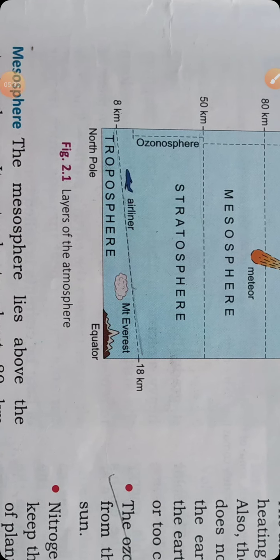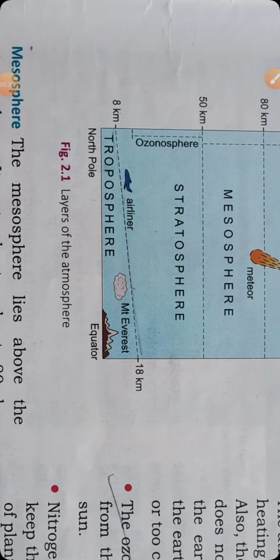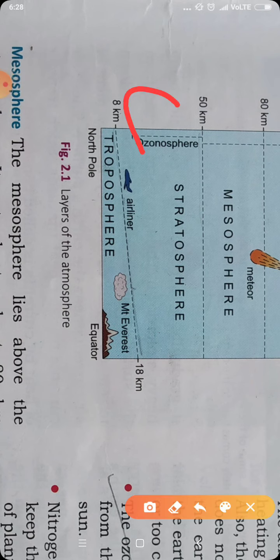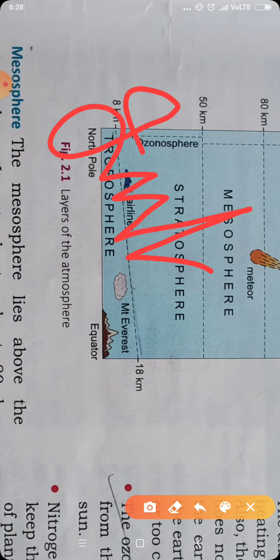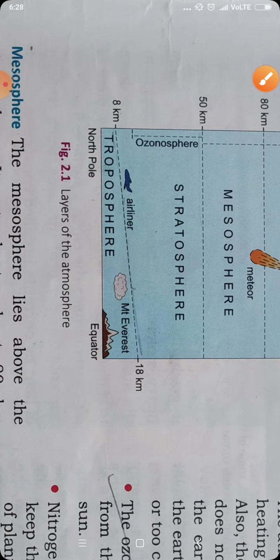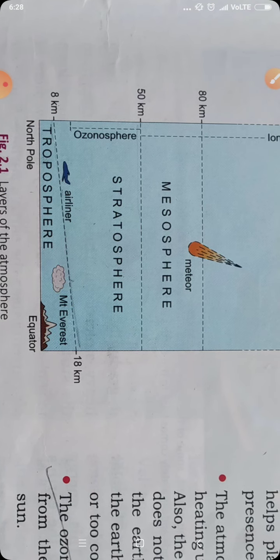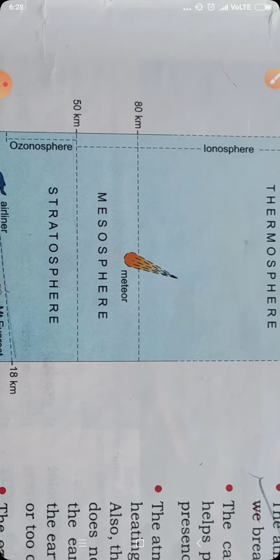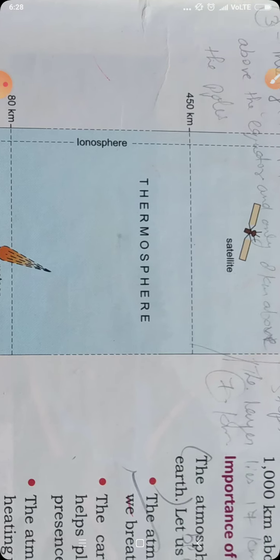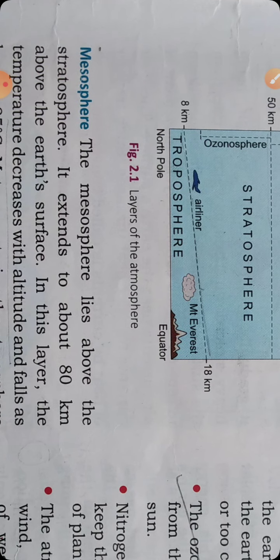See dear student, now we have this diagram, figure 2.1. It is a very important diagram. You can draw this diagram in your notebook. Okay, so see carefully. It has the first layer, troposphere, with its measurement given as 8 to 18 kilometers, then 50 kilometers ending in the stratosphere, 80 kilometers up to the mesosphere, then the thermosphere, and at last you can see the exosphere. So this is the division of all the layers.